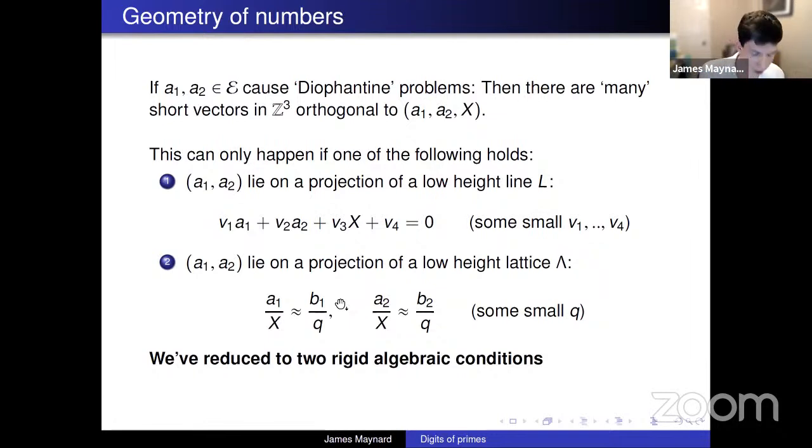So the key point here is that we started out with some completely messy bilinear sums. We managed to handle the bilinear sums unless there was this sort of geometric Diophantine problem. And then we were able to recast this geometric Diophantine obstruction as one of two fairly rigid algebraic conditions. And we now have suitably rigid conditions that we can understand each of these two cases very specifically and separately from one another.